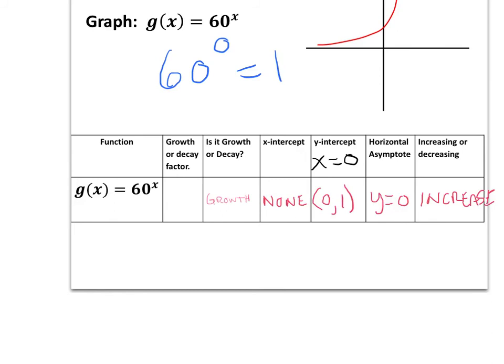Sorry for the sloppiness. And then the last thing that we want to identify here is the growth or decay factor, and that's this factor right here. That is the base with the exponent raised to the x power. So that base in this case is 60, so our growth factor would simply be 60.